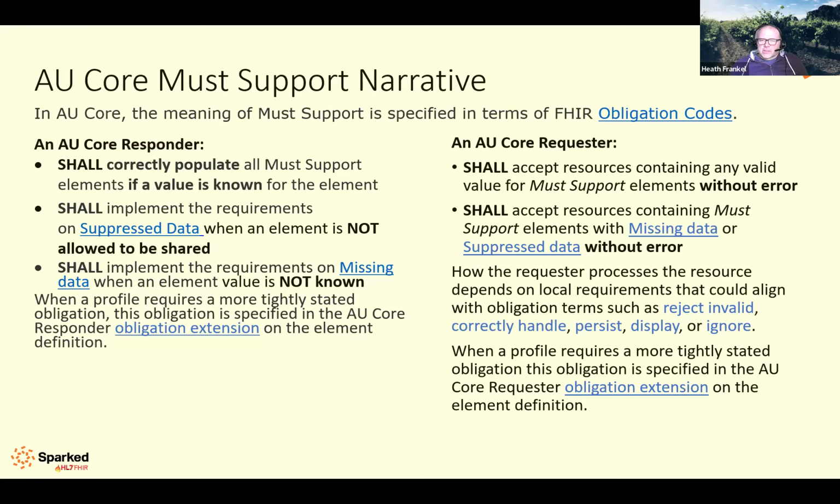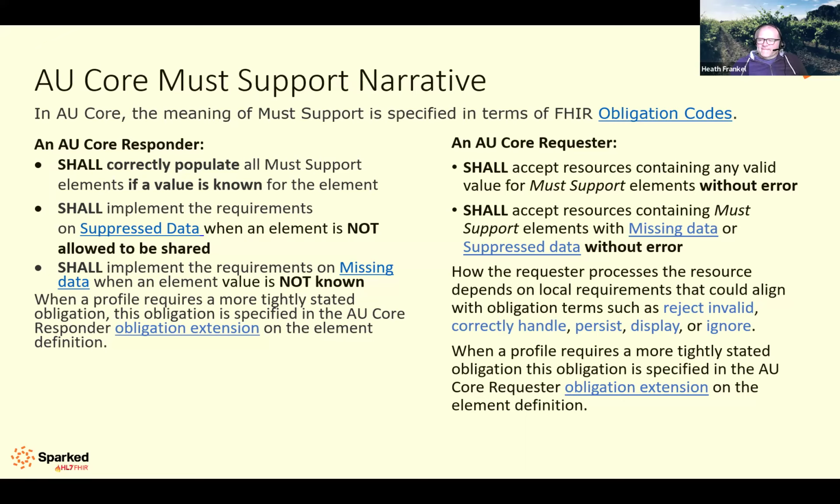And I guess the following statement on this item here is how the actual requester processes the resource. All they have to do is accept it. They don't have to process it. That's up to their local requirements. And obviously, downstream profiles, for example, can override that obligation further with terms such as rejecting invalid, correctly handling, persisting, displaying, or ignore, etc. So again, we've got this framework based on obligation codes that will support downstream profiles and implementations as they see fit.